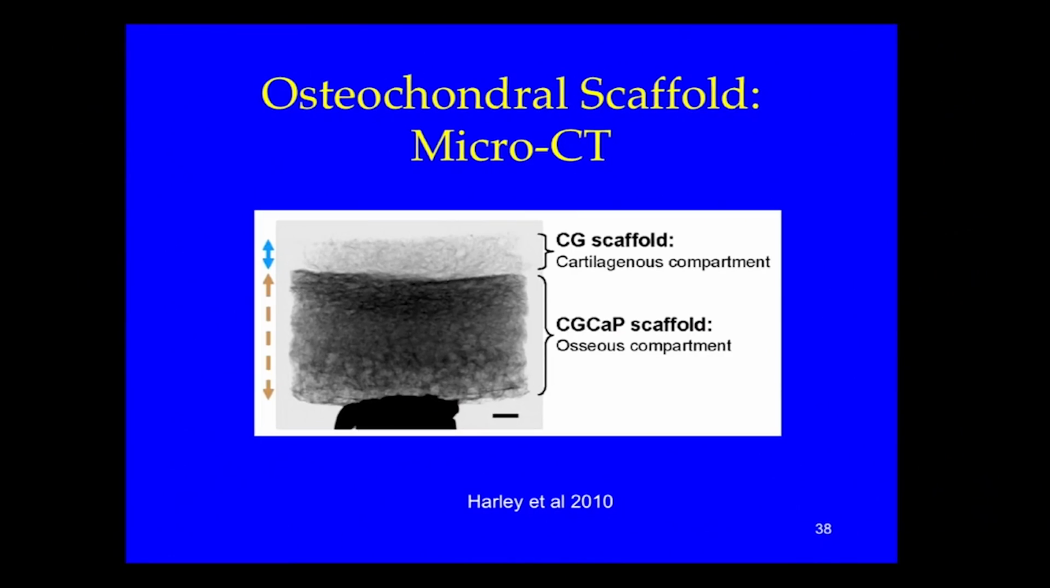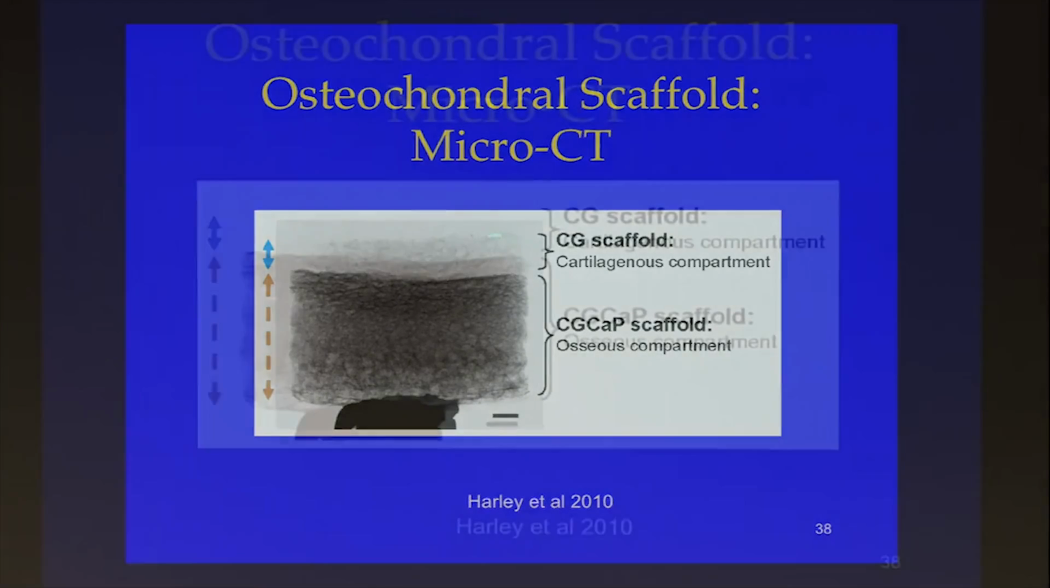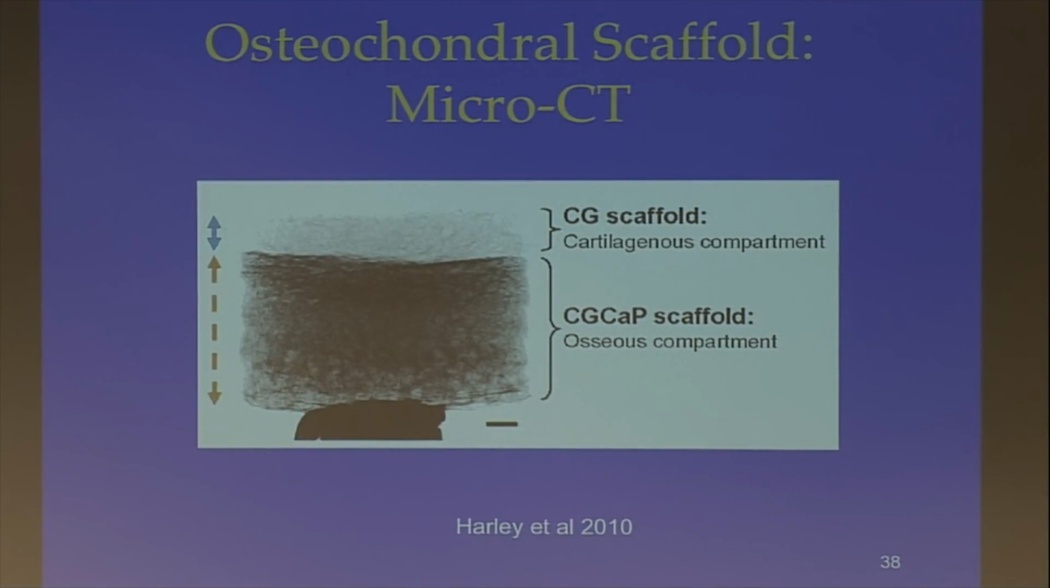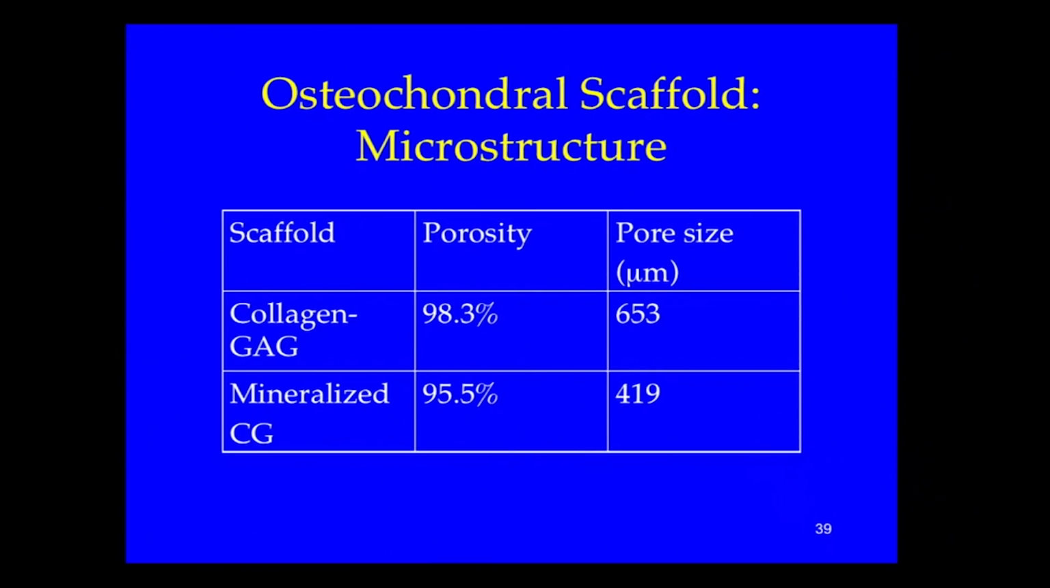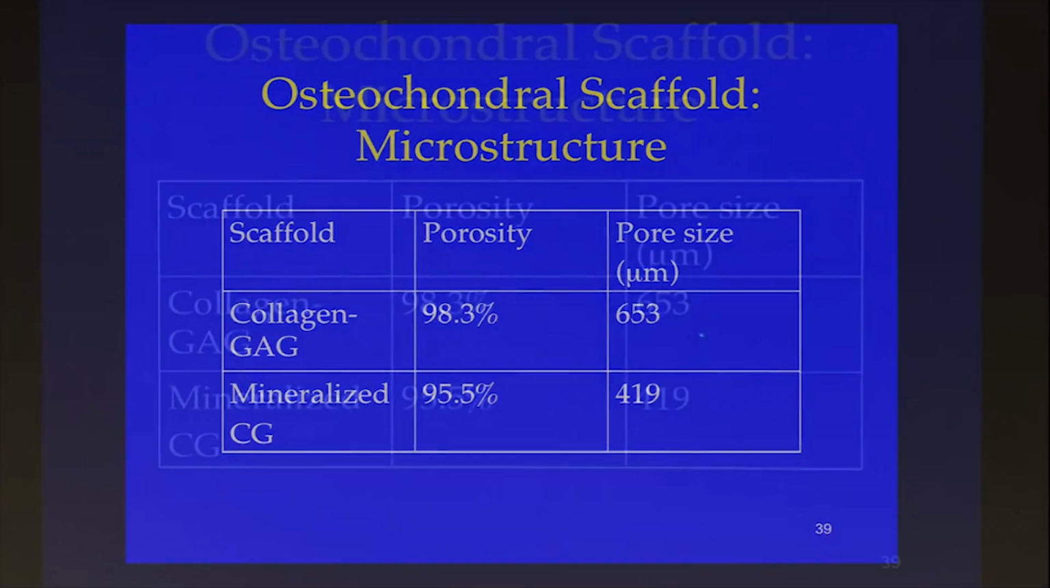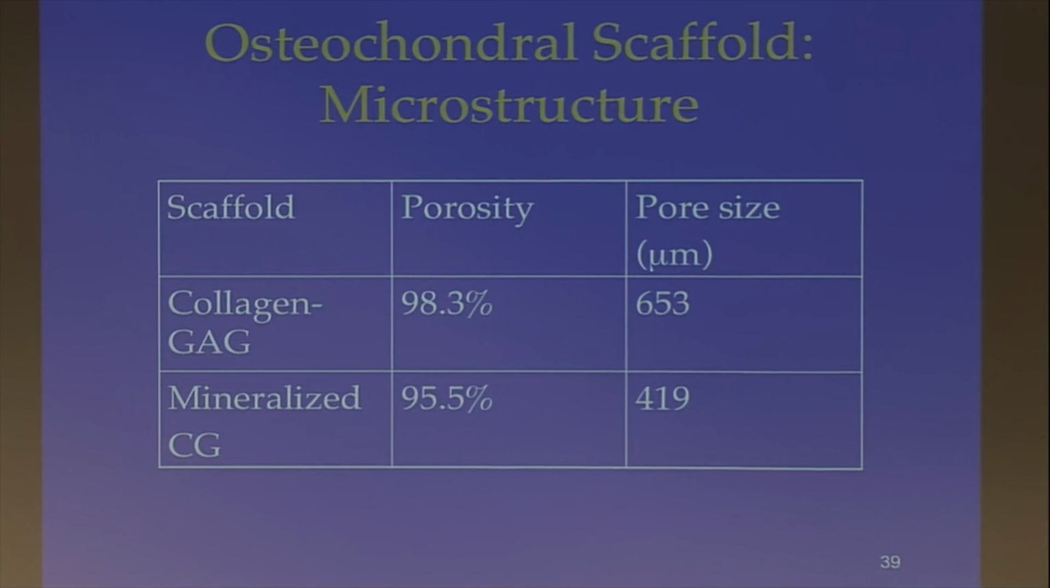This is a micro-computed tomography image. So here's the collagen GAG scaffold for the cartilage on top. And here's the mineralized collagen GAG calcium phosphate scaffold on the bottom for the bone. And that just kind of shows what it looked like. The porosities and the pore sizes we got: the collagen GAG was about 98% porous and had a pore size of around 650 microns. The mineralized scaffold was 95.5% porous and had a pore size of roughly 400 microns.